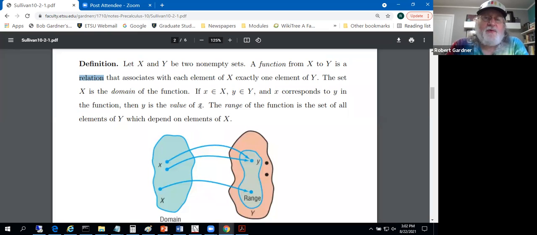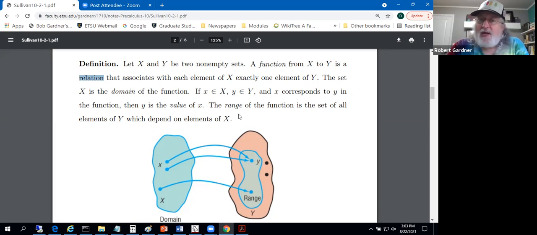It's the value of the function at X. The range of the function is the set of all elements of Y which depend on elements of X. So we've defined here function, domain, value. I don't care much for the way they've dealt with that. We'll have some notation for it here shortly that's more familiar to you.